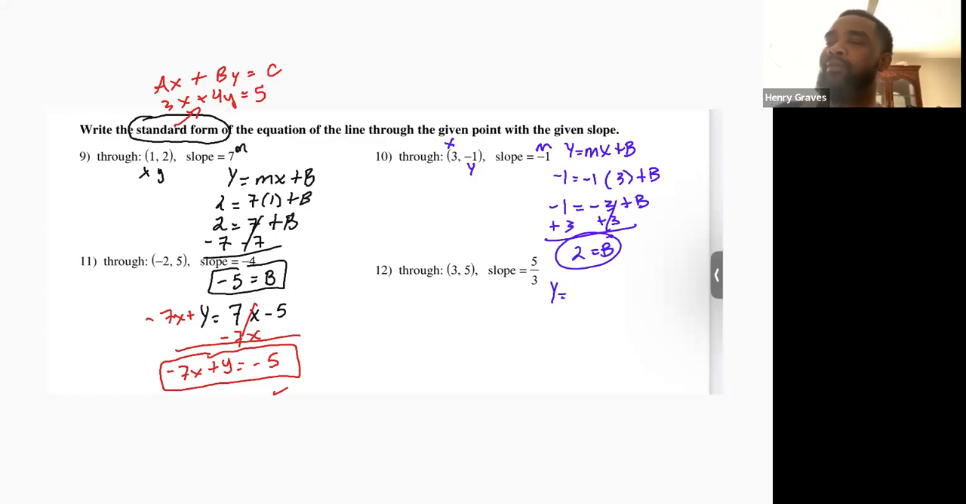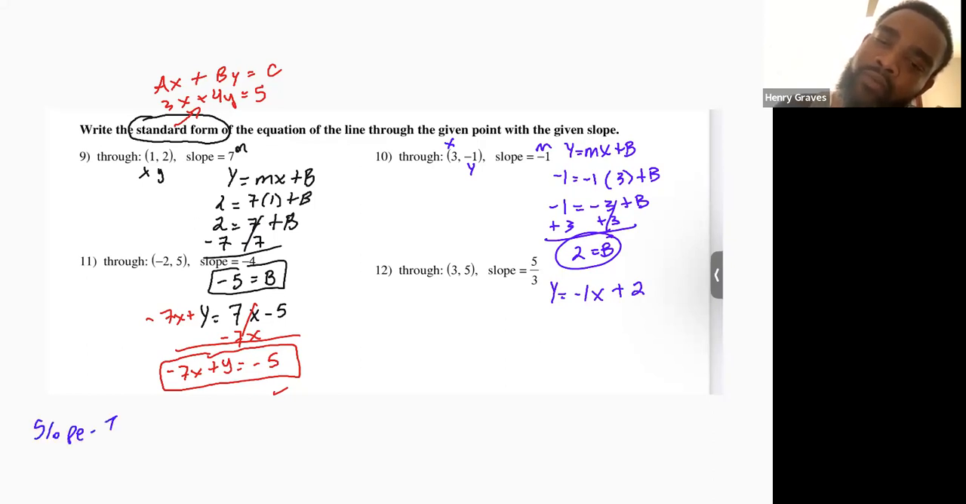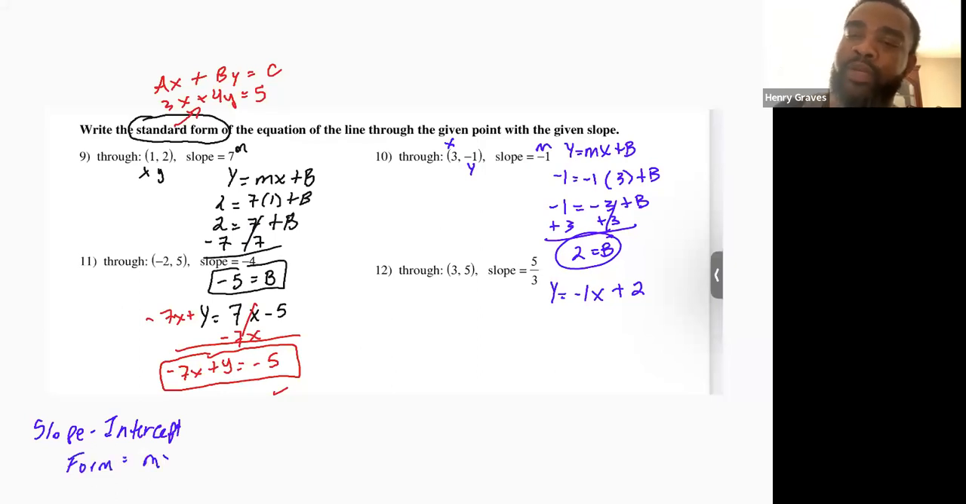In the slope-intercept form. I'll write it out here. Slope-intercept form. So that's the way we have mx plus b. An example of that would be like y equals 2x plus 5. That's an example of slope-intercept form. Notice that the x and the y are on different sides.